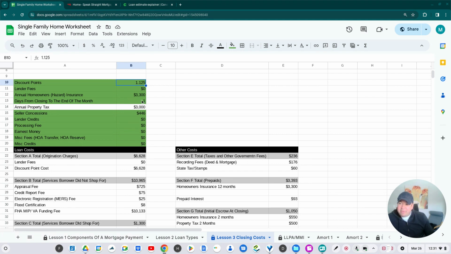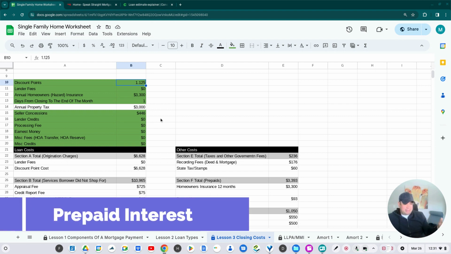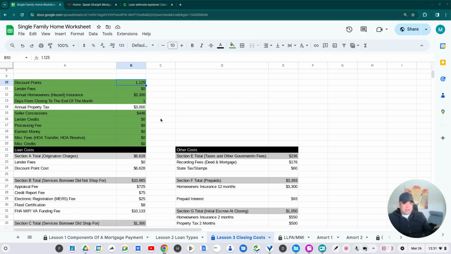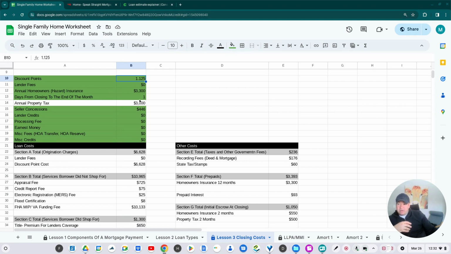Okay, days from closing to the end of the month. When you close at the end of the month, there's less closing cost than when you close in the beginning. That's because you're paying interest from the day you close to the first day of the next month. Let's say you close on November 5th, you don't have a payment due December 1st. The first payment is due January 1st. So even though you're skipping the payment, you're still paying the interest over that time. It's just paid at closing.